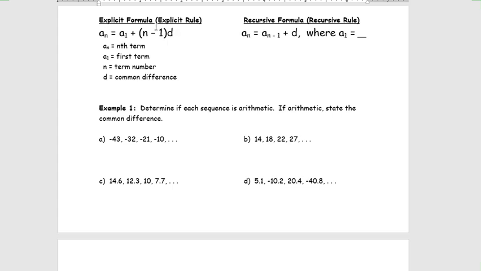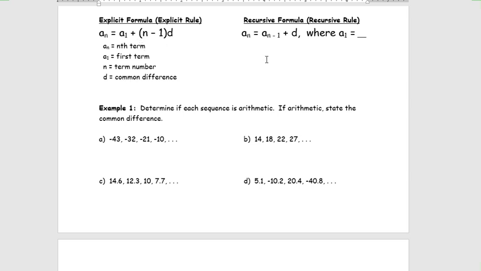On your formula sheet, this is the way the formula is written. I often will write it with the common difference on this side of the parentheses, since I like to distribute from the left, but it's all the same. A sub n is referring to the nth term. Like if we had a sub 41, that would be referring to the 41st term. A sub 1 here in the formula is the first term. n is a particular term number in the sequence, and d is the common difference between terms in the sequence.